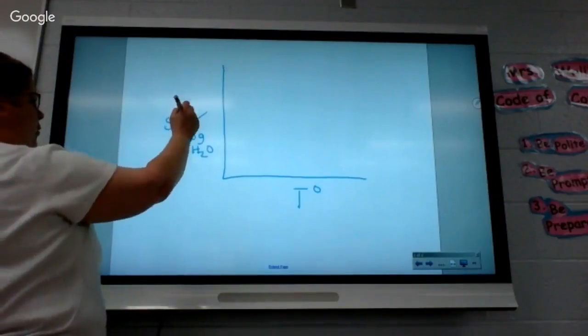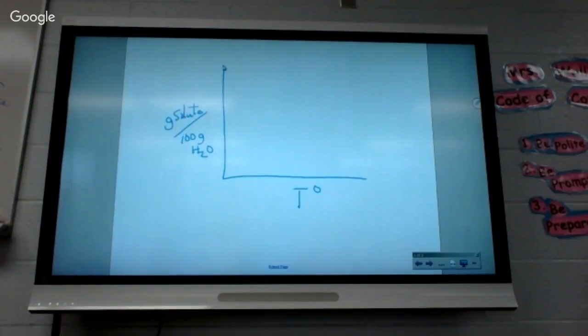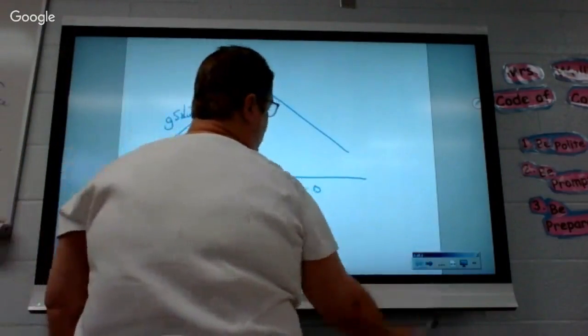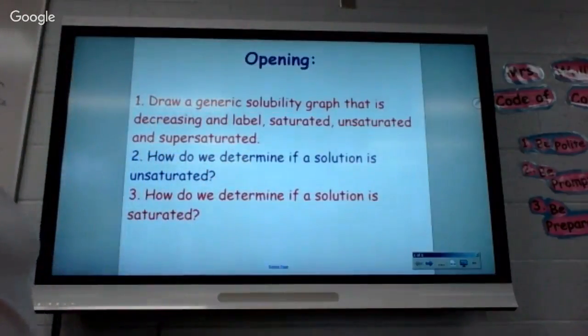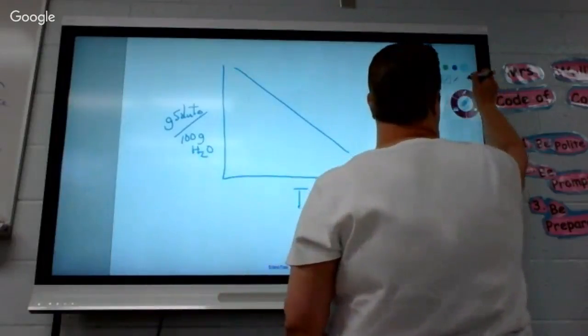All right, so what do I need my line to do if it's decreasing, Jennifer? What do I need my line to do if solubility is decreasing? It needs to go down. All right, what else did I ask for in that question? I said label where it's saturated, unsaturated, and supersaturated. All right, where is it unsaturated, Trent?